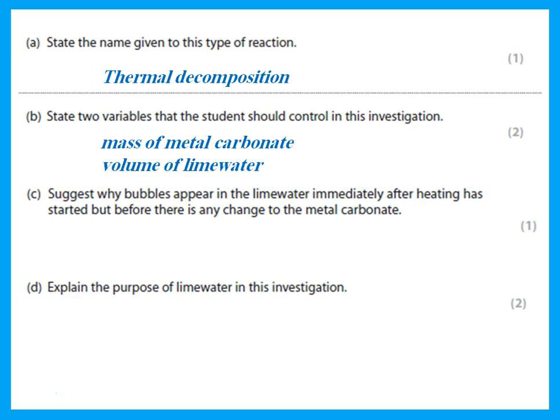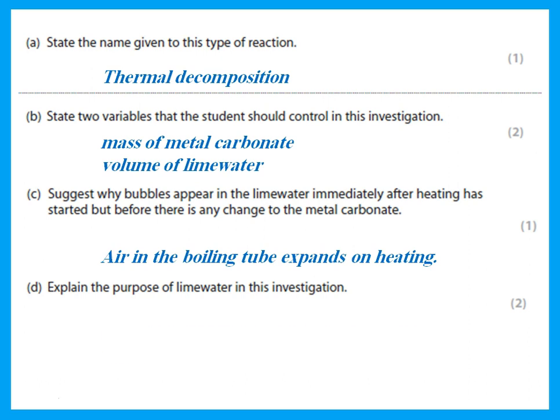Suggest why bubbles appear in the lime water after heating has started but before there is any change. So the metal carbonate has not decomposed yet, and yet you will see bubbles in the lime water. Where did these bubbles come from? They are from the air that was in the boiling tube. You remember the boiling tube originally had air without any gas coming out. So when you heat it, the air expands and the air bubbles into the lime water.